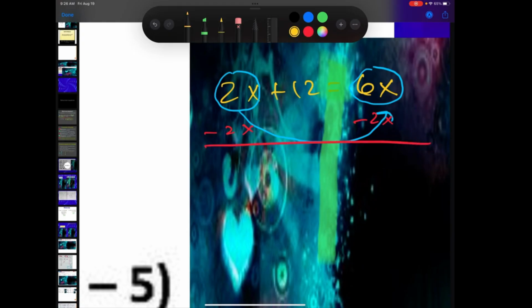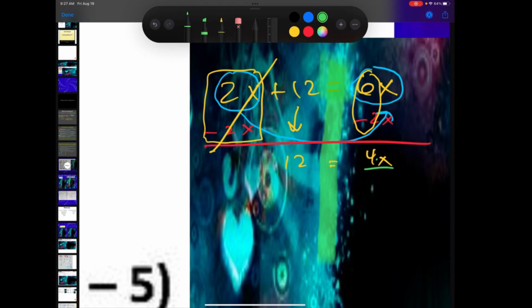Class, what's 2x minus 2x? I have nothing here, so you just bring it down. Class, what is 6 minus 2? 4x. What math operation is between 4 and x? Multiplication, so the opposite is division. 4 divided by 4 is 1. And we're left with 12 divided by 4 is? 3. Raise your hand if you got 3.